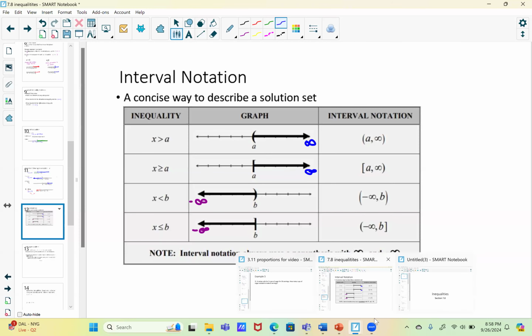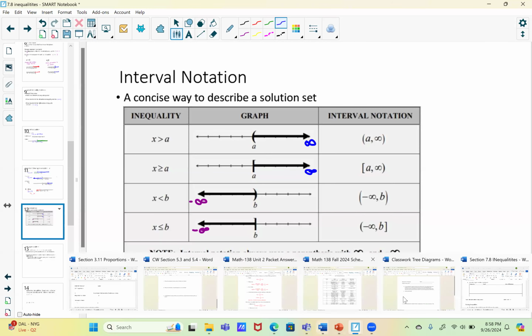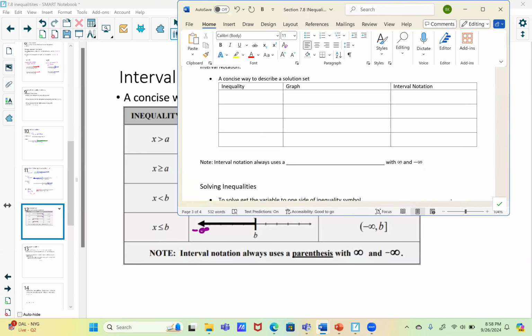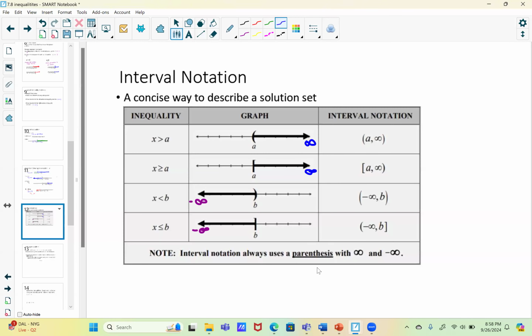Okay, so that's that blank on your notes: parentheses with infinity or negative infinity. That's very important. It's because infinity and negative infinity go on forever, and so it's not an endpoint. It doesn't stop there, and so parentheses means that it's not included. It doesn't stop.